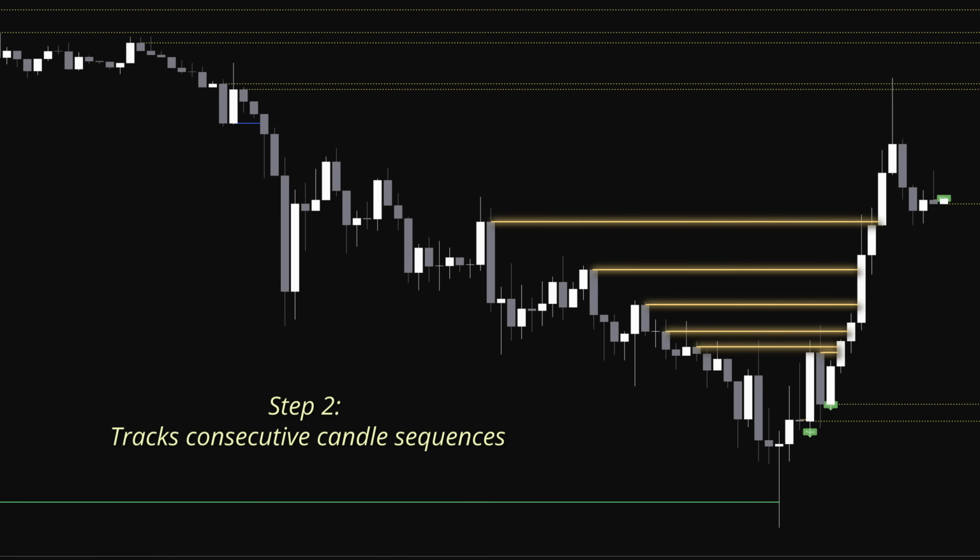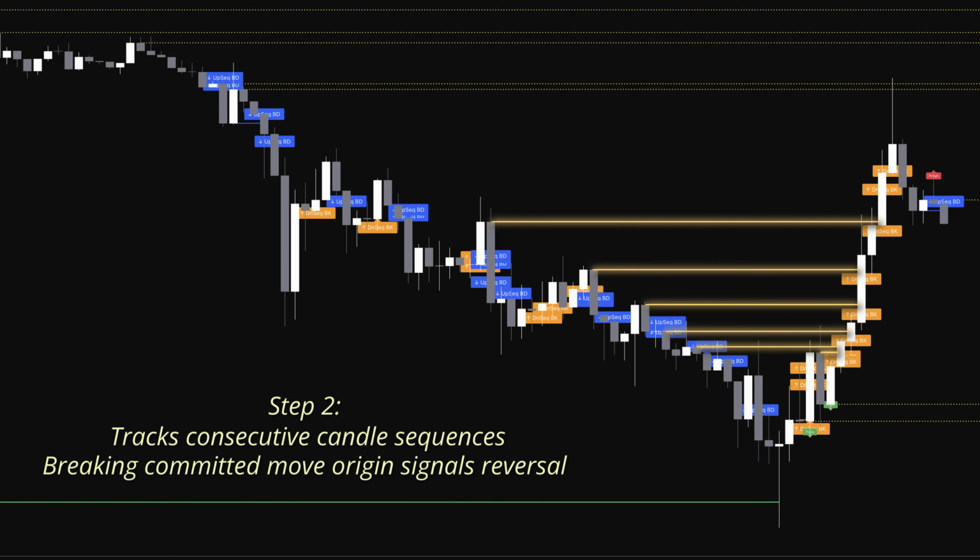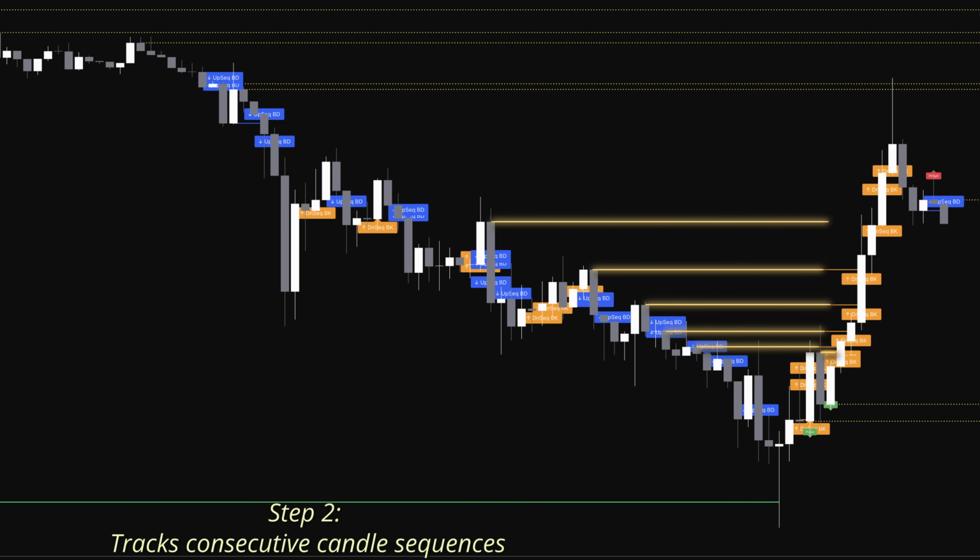within each run. When price breaks the minimum open of an up sequence or maximum open of a down sequence, the indicator marks this as a significant structural shift. This approach captures the concept that consecutive directional candles represent committed moves, and breaking their origin signals potential reversal.